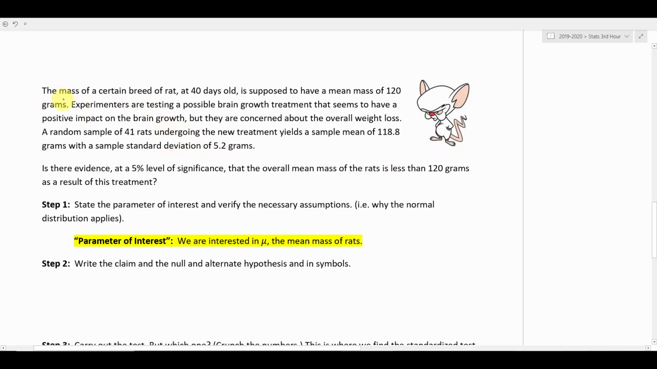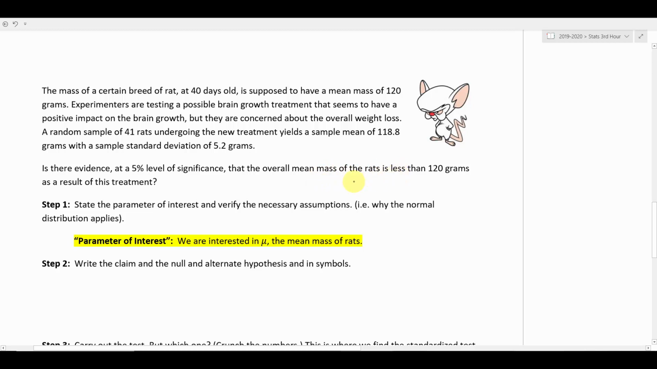All right, let's read this problem. The mass of a certain breed of rat at 40 days old is supposed to have a mean mass of 120 grams. Experimenters are testing a possible brain growth treatment that seems to have a positive impact on brain growth, but they are concerned about overall weight loss. A random sample of 41 rats undergoing the new treatment yields a sample mean of 118.8 grams with a sample standard deviation of 5.2 grams. Is there evidence at a 5% level of significance that the overall mean mass of the rats is less than 120 grams as a result of this treatment?